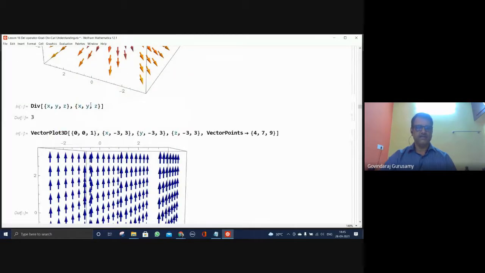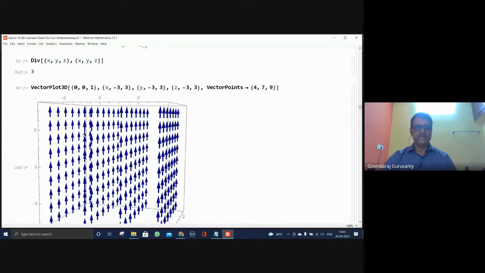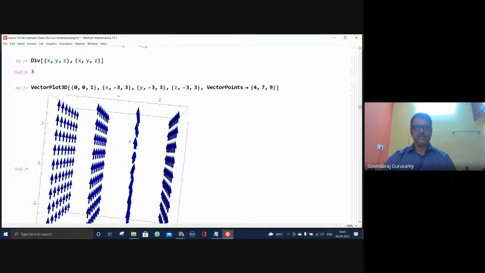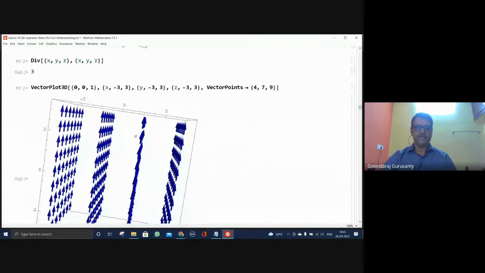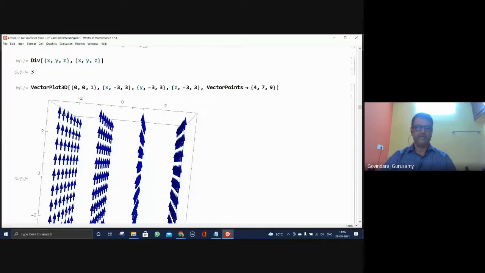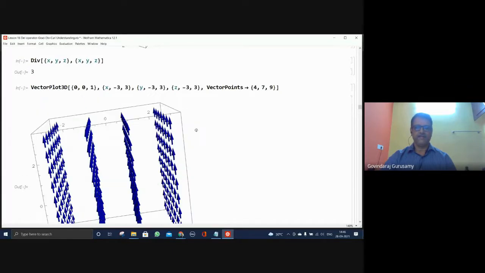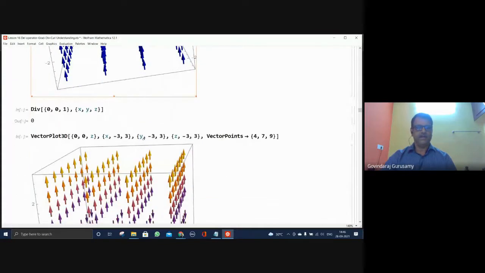So the divergence of x, y, z is of course 3, and you can see the vector plot of 0, 0, 1. There is no x component and only a z component, which can be represented by looking at it. You can clearly feel that yes, there is a direction. There are vectors which are shown here, and this is the vector field for this. Again, the divergence of this is equal to 0. Equal magnitude, there is no divergence.